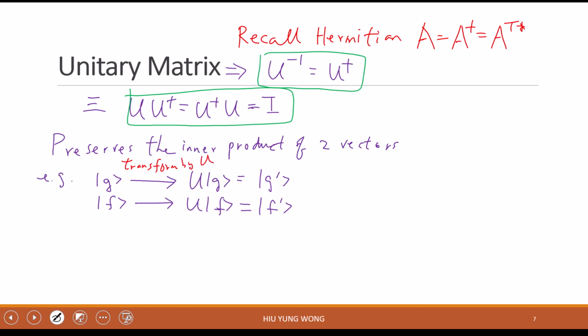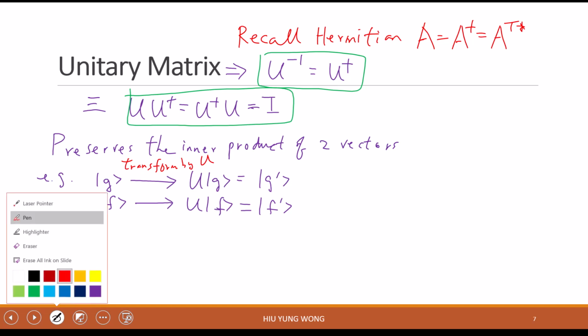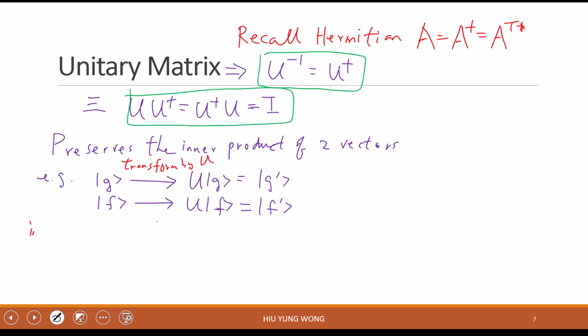The problem statement. I have two vectors in the original space, F and G. Now I do a transformation to both of them at the same time, or I transform the coordinate. Now they become F dash and G dash. Okay? So the inner product after transformation is what?